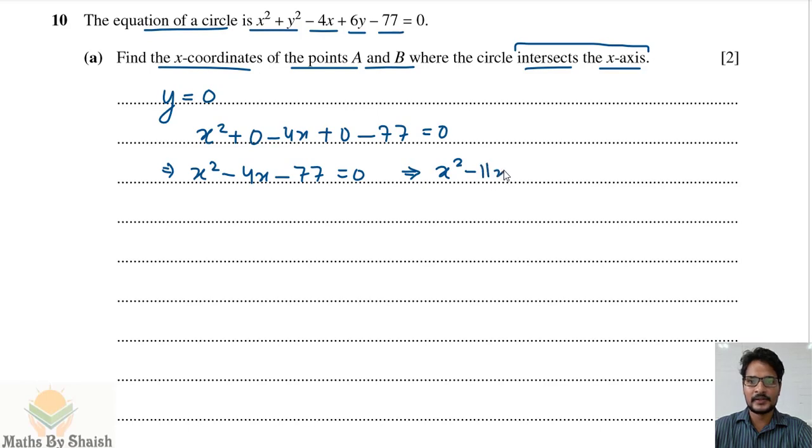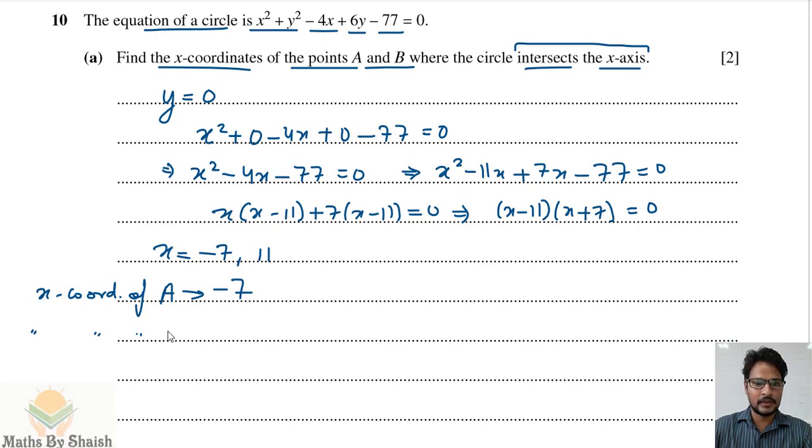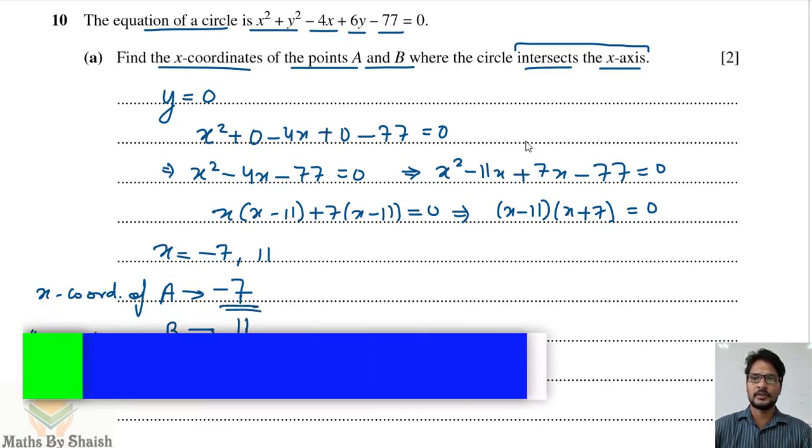x² - 11x + 7x - 77, because if we subtract we'll get -4, and if we multiply we'll get -77. So that's the correct factorization. x common, (x - 11) plus 7 common, (x - 11) equals 0, or we can write it as (x - 11)(x + 7) = 0, meaning x values we got are -7 and 11. So we can mark them as A and B. The x coordinate of A would be -7, and the x coordinate of B would be 11. So they are the intersection points of the circle with the x-axis.